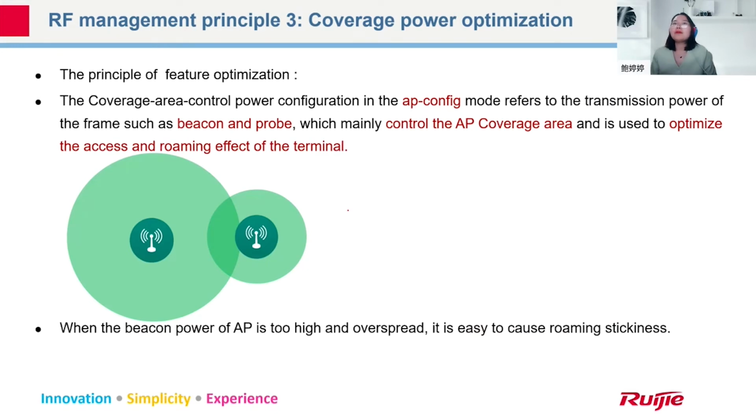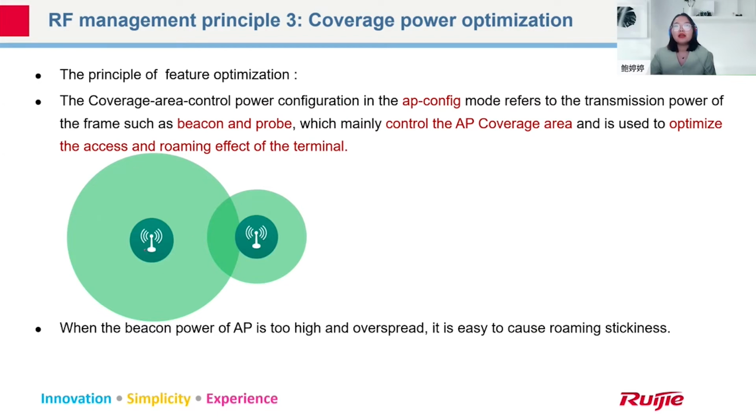And another parameter is the coverage power. Pay attention: if you change the coverage power, it will have an influence on the management and control messages, especially the beacon and the probe. We did not discuss these two special frames before, because they are exchanged between the station and the AP. Their function is to control the AP coverage range.